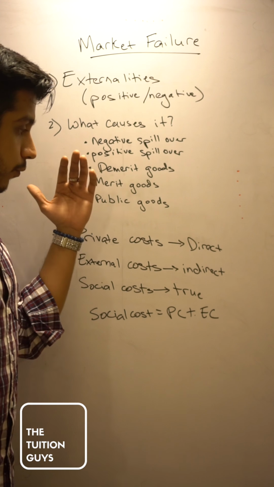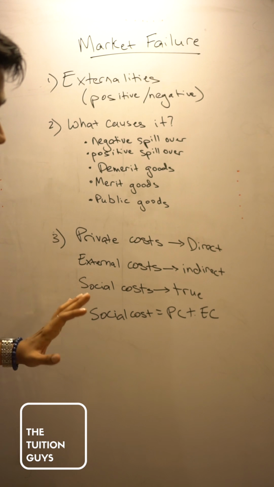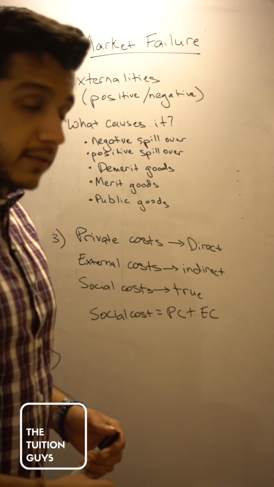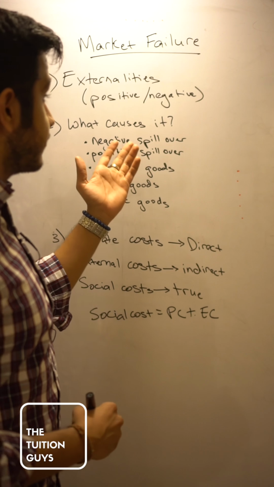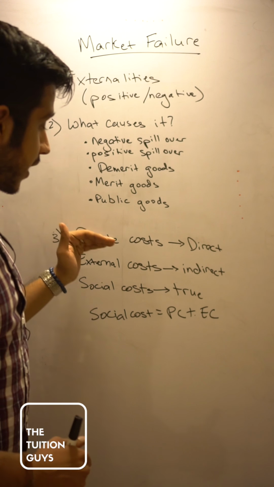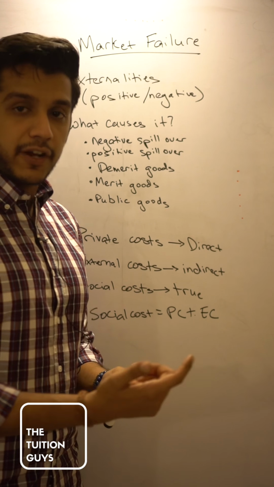What comes under market failure is something called private costs and social costs. Now, there's a little layer to this as well. Market failure can happen because of good and bad reasons. At the same time, you have private costs and external costs. Private costs are those costs which are direct.